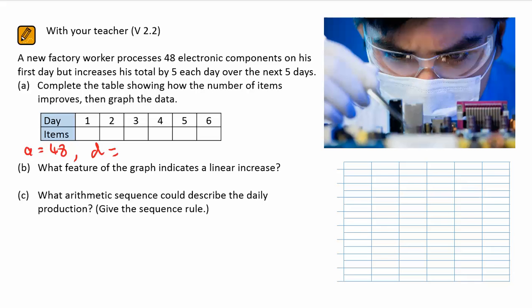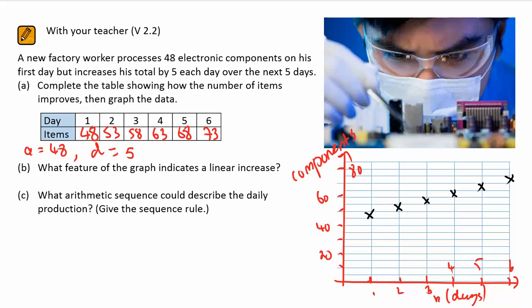Looking at the factory worker starting out in a job, he produces 48 electronic components on his first day, and that increases by 5 each day over the next 5 days. So we've got 48 as our first term and 5, and that will enable us to complete the table. Now, we now have to produce the graph. I'll quickly scale that up.